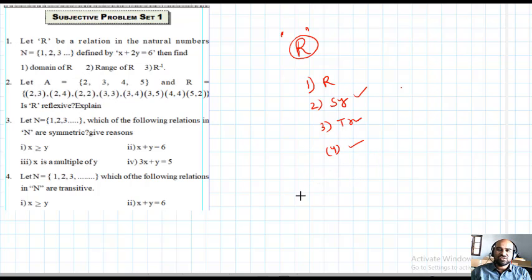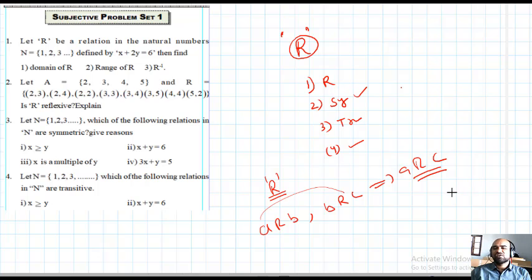Now transitive, how to check transitivity? Interesting. A relation R is given. How to check whether the relation R is transitive? A related to B, that is, R is a relation between A and B, and R is a relation from B to C, gives the relation from A to C. A related to C. If the statement is true, then you can say that the given relation is transitive. Once again, listen, students. A related to B and B related to C gives A related to C.